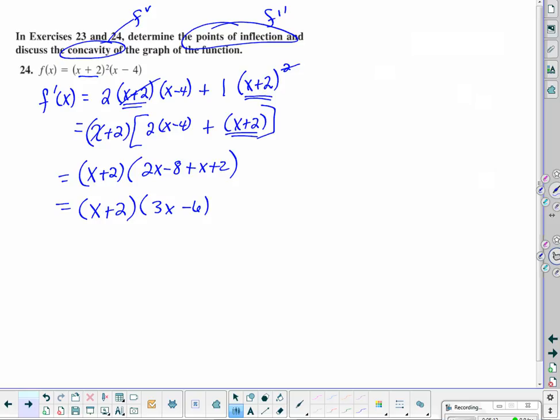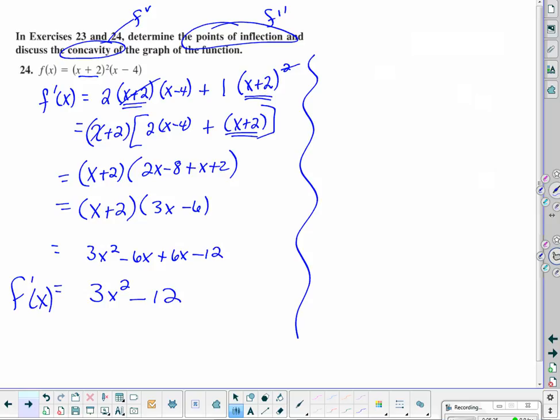Let's go ahead and FOIL this out. I'm going to get 3x squared minus 6x plus 6x minus 12, giving me a final first derivative of 3x squared minus 12. But it's not really the first derivative we're interested in. We want concavity and inflection point. So that says take it to a second derivative.